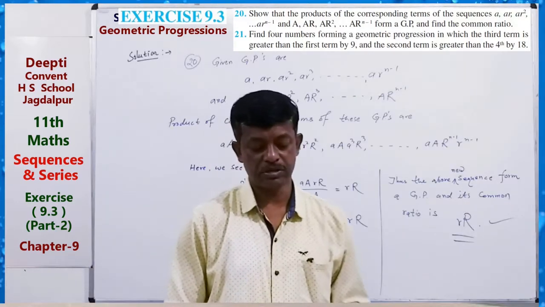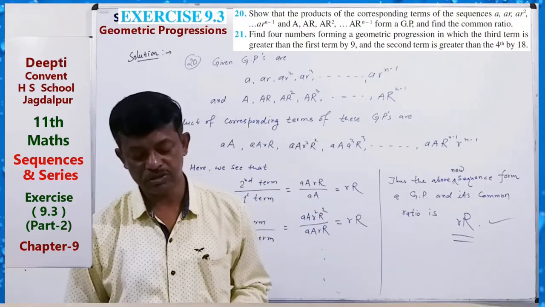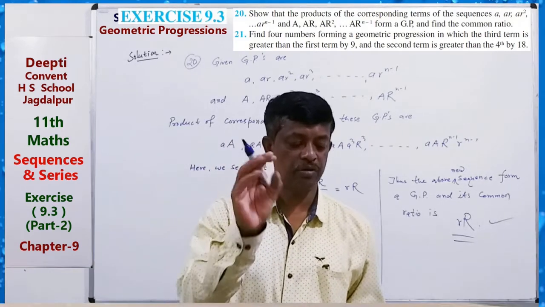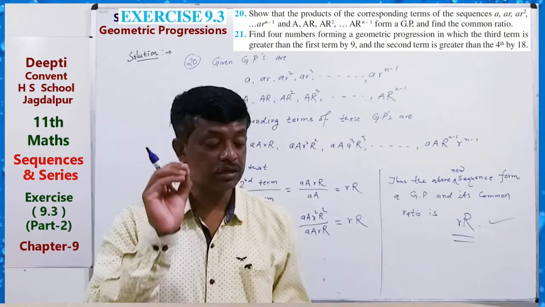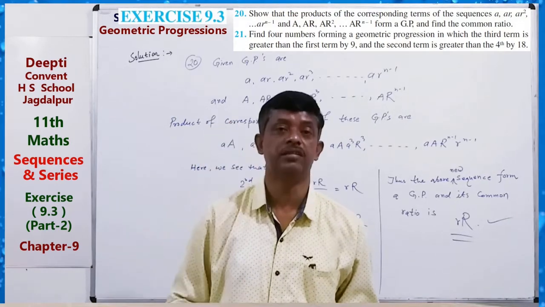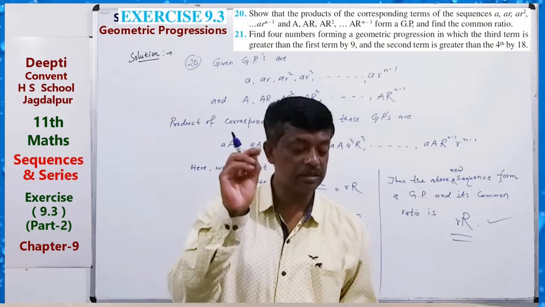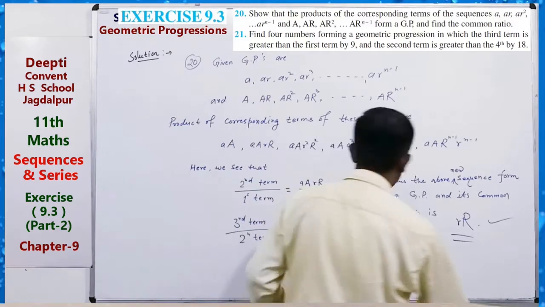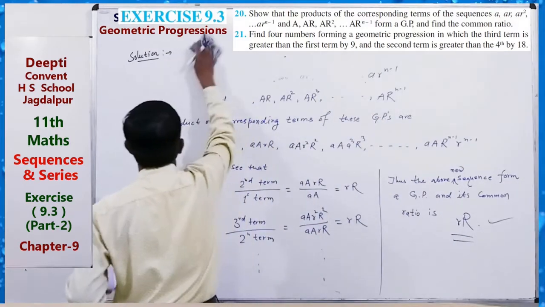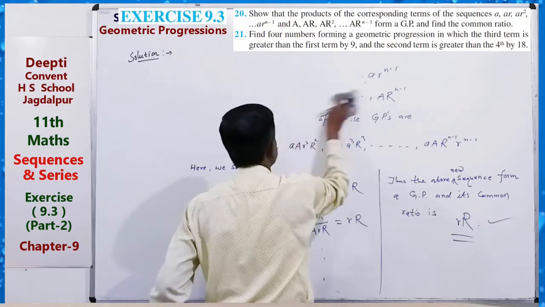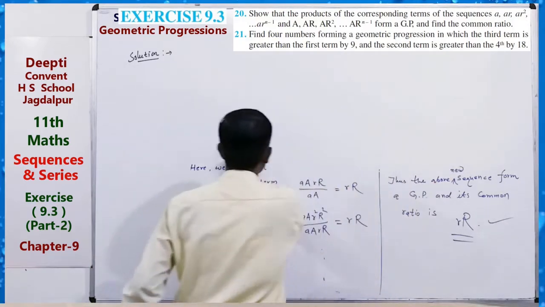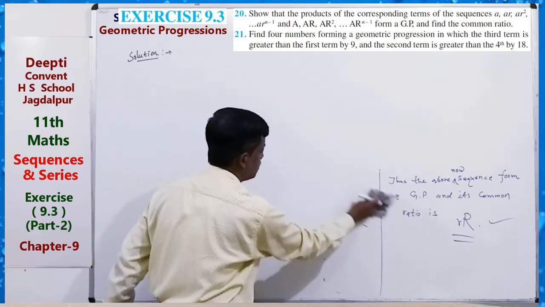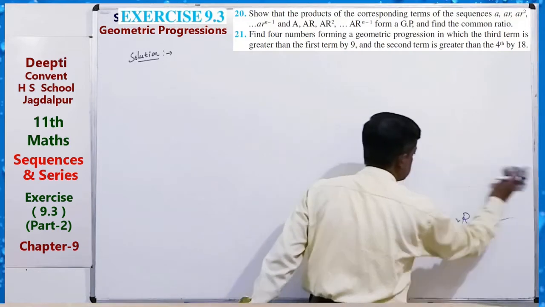Now question 21. Find four numbers forming a geometric progression in which the third term is greater than the first term by 9 and the second term is greater than the fourth term by 18. There are two conditions given. For this type of question we can use our general notation: first term a, second term ar, third term ar square, and so on.